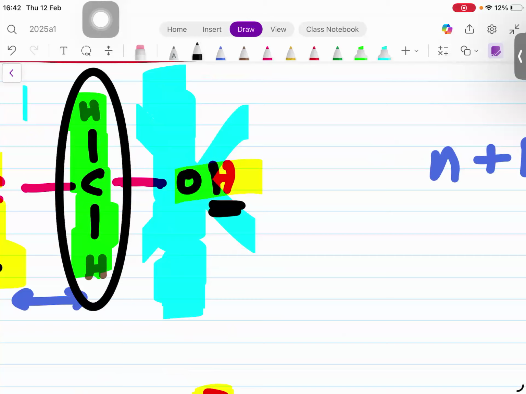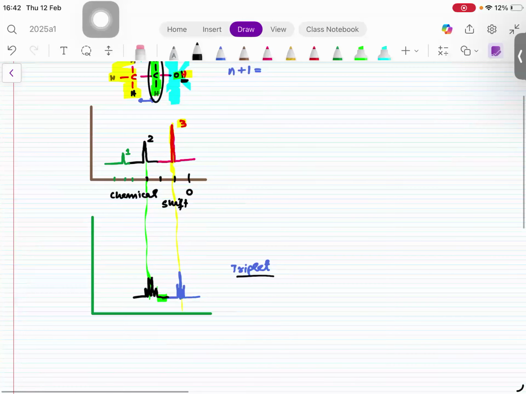So neighbor is 0. 0 plus 1 is 1. So that is a singlet. So this peak is going to look the same as it was in the low resolution NMR spectrum. So here it is. There is no one in the neighbor for OH, NH. The height doesn't matter, right? So peaks will be given to you and you have to identify. So these are the quartet, triplet, and singlet.